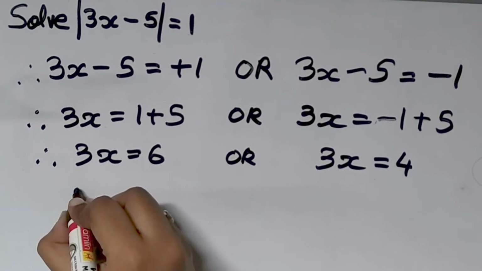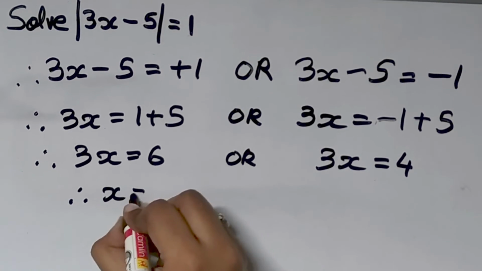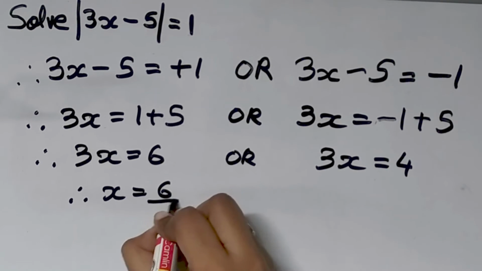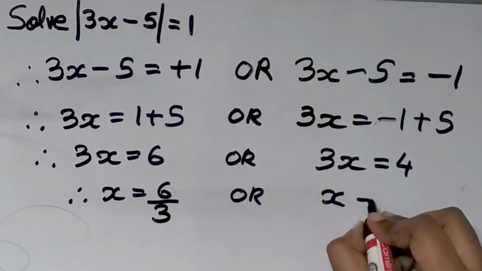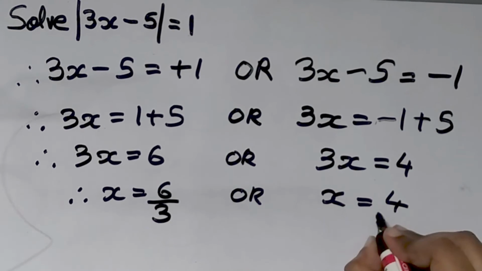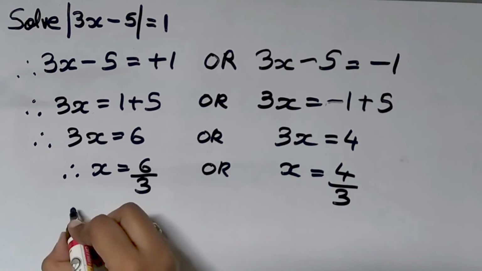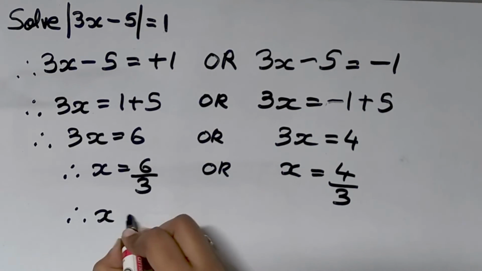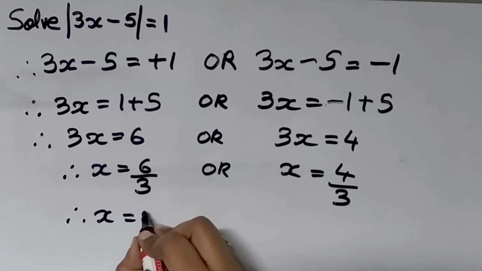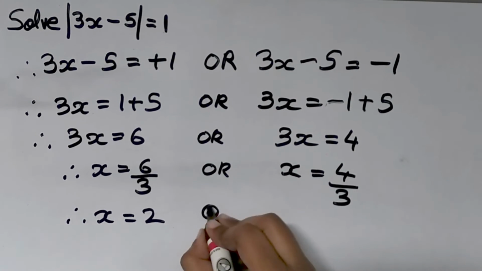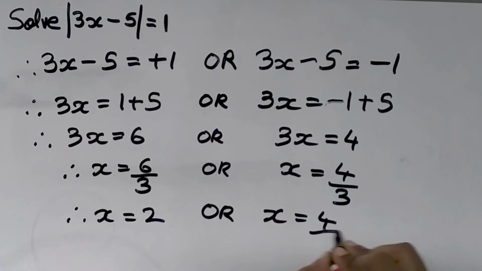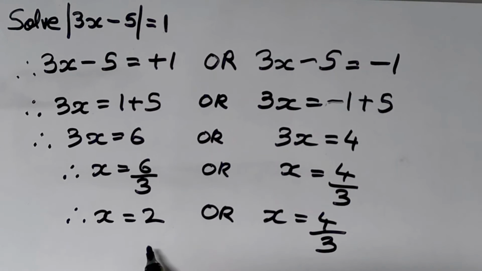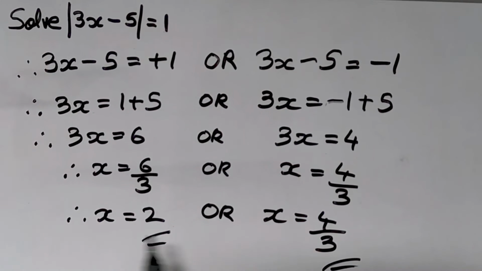Therefore x = 6/3 or x = 4/3. So x = 6/3 will be 2, or we keep it as it is, x = 4/3. So this is the final answer for x. x can have these two values.